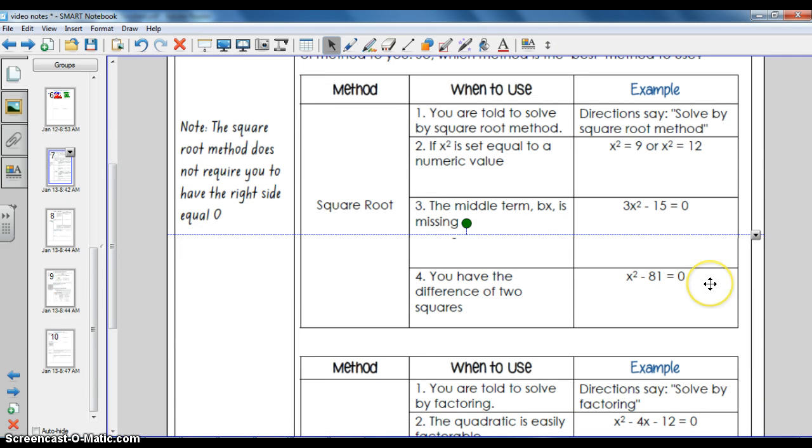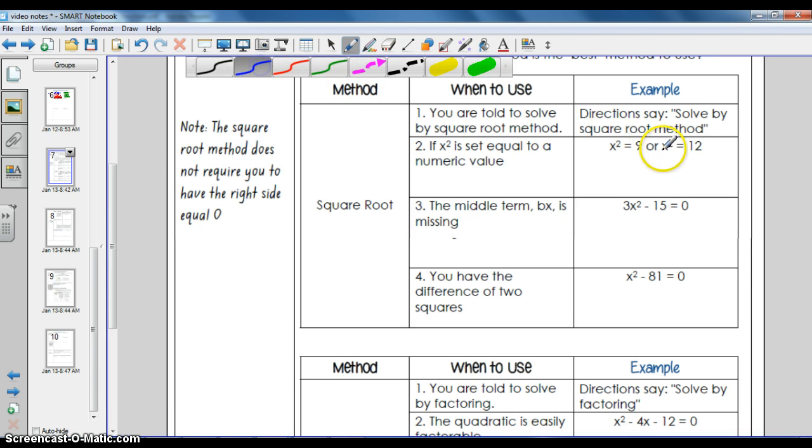The first one we're going to talk about is the square root method. If it says to solve by square root method, then you're going to want to do the square root. It doesn't necessarily mean that it equals 0 over here. We could have some where it actually equals a number. If it's x squared set equal to something, then you're definitely going to want to use square root. For example, this one, we would do the square root on both sides, so it would be x equals plus or minus 3.